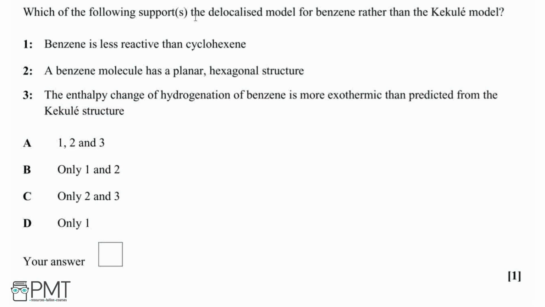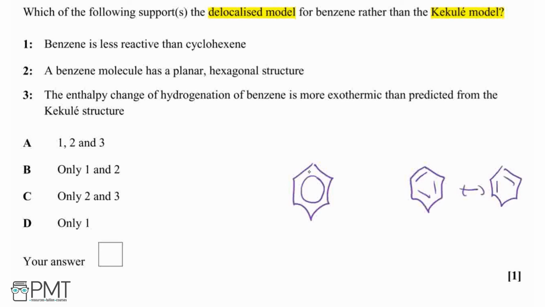Which of the following statements supports the delocalized model for benzene rather than the Kekulé model for benzene? So let's draw out the delocalized model and the Kekulé model, and then we can see which of these statements is correct overall. So our delocalized model of benzene is where we have our 6-carbon ring and the electrons are in a pi delocalized system which we represent as a circle inside the ring, whereas the Kekulé model is where we have 3 pi double bonds, and we sometimes show this as being alternating as well, like so.